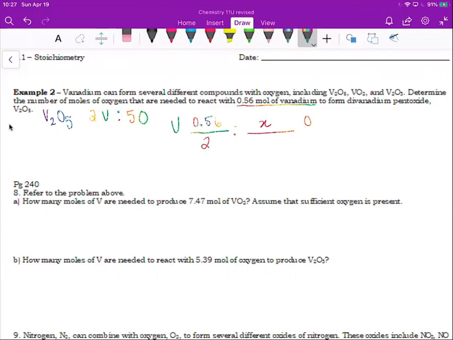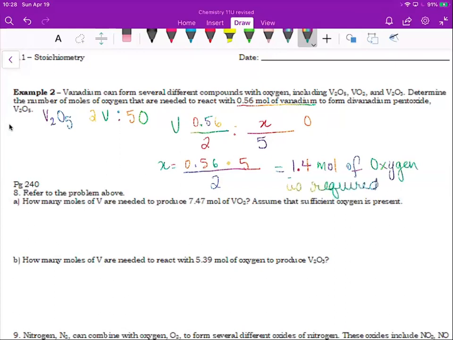Let's use our numbers from our ratio, 2 to 5. And now you can see why it's important to be able to create these ratio relationships, because this one I can't do in my head. I have to multiply 0.56 by 5 and then divide by 2. And I get 1.4 moles of oxygen is required. And the only way I can do that is by writing out the mole relationships.